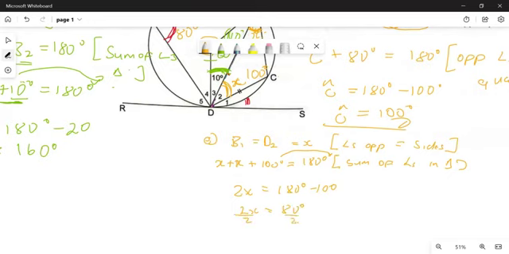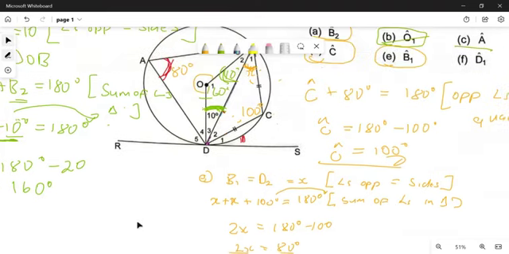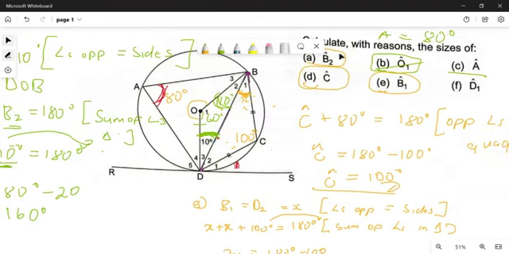Divide by 2, you divide by 2. X is going to be equal to 40 degrees. Then we can come and update our diagram. So this is 40, we put 40 here, and then we also put 40 here.